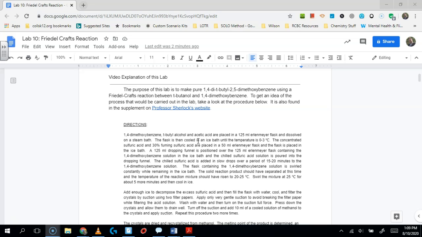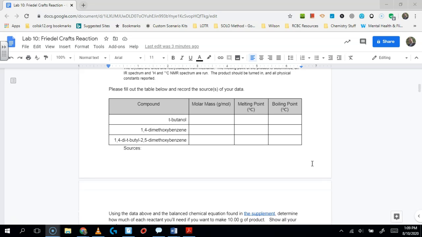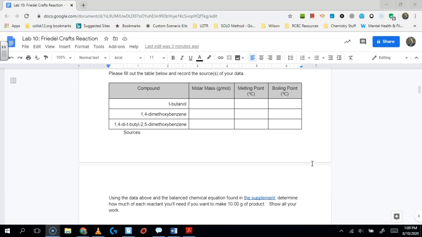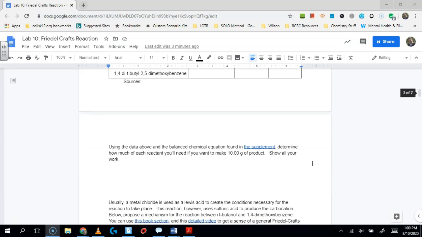Okay, and so in class, in lecture, you're probably learning about Friedel-Crafts reactions and how they work and all that stuff. And so this is kind of an interesting reaction. And so below are the directions on how to do it. But you want to make sure that not only do you see how to do it, but you also want to get some other information. So before you get started answering the questions, just fill out this data table here. It has the molar mass, melting point, boiling point. You're probably going to need that information to do this, or at least the next couple of questions.